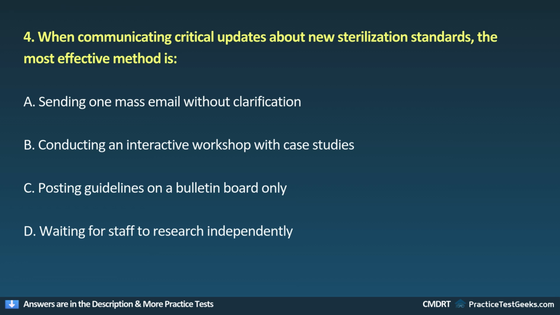4. When communicating critical updates about new sterilization standards, the most effective method is: A. Sending one mass email without clarification. B. Conducting an interactive workshop with case studies. C. Posting guidelines on a bulletin board only. D. Waiting for staff to research independently.